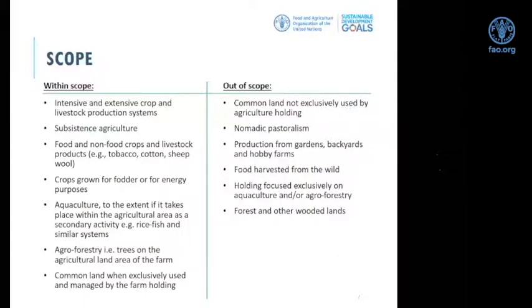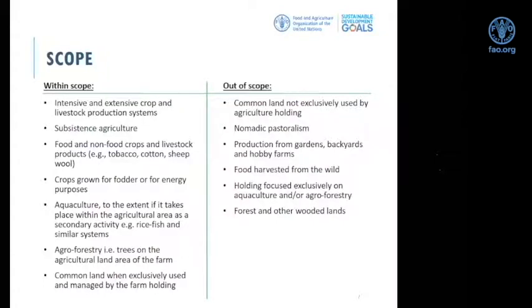Now, what is included as part of the scope of this indicator is given in this matrix. On the left-hand side, you can see what aspects of production are part of the indicator scope: intensive and extensive crop and livestock production systems, subsistence agriculture, food and non-food crops and livestock products, that is tobacco, cotton, sheep and wool, crops grown for fodder or for energy purposes, aquaculture to the extent that it takes place within the agriculture area as a secondary activity, agroforestry or trees on farm, especially if grown on the agriculture land area of the holding, and common land is included within the scope if it is exclusively managed by the farm holding.